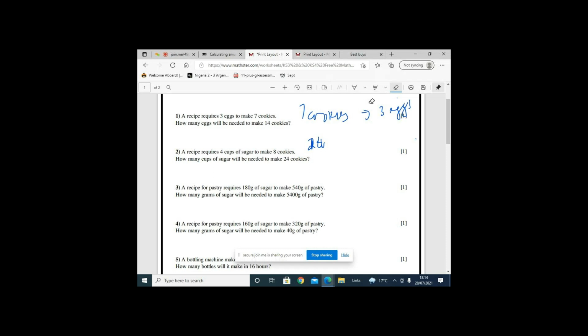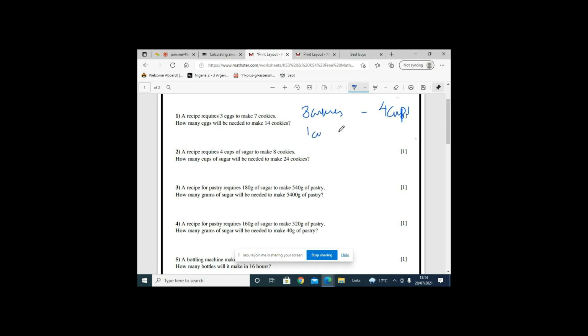So we're done with the cookie ones. Let's just do 4 cups of sugar now. That means 4 cups of sugar makes 8 cookies. So that means you can make 8 cookies with 4 cups of sugar.